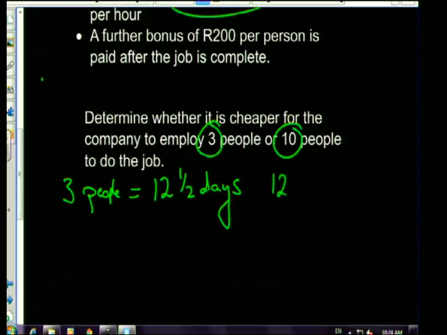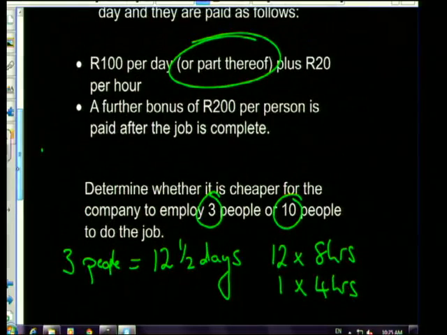That's 12 days, 8 hours each, and 1 day, what's half a day? If a whole day is 8 hours, half a day is 4 hours. Agreed? Okay. So, what's our question saying? It's saying, 3 people, we are paying them 100 Rand a day, or part thereof. So if I work a whole day, I'm being paid. If I work part of a day, they've also got to pay me for part of that day. So if I work for 12.5 days, I've got to be paid for 13 days.